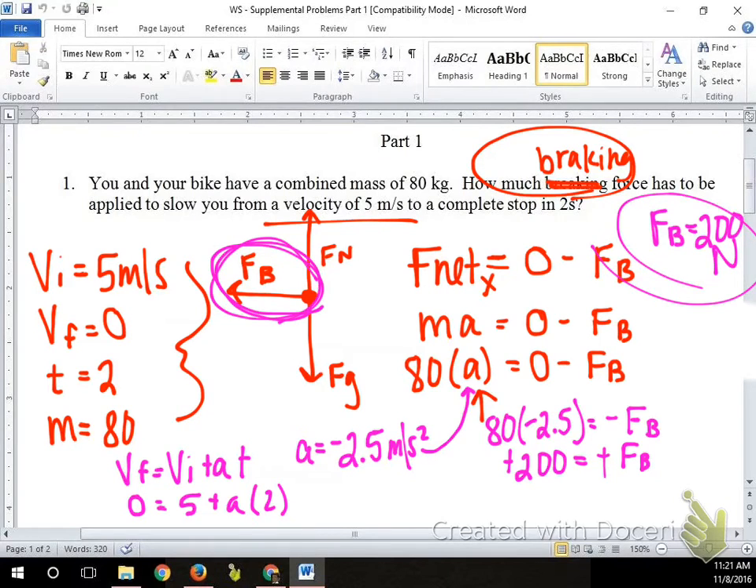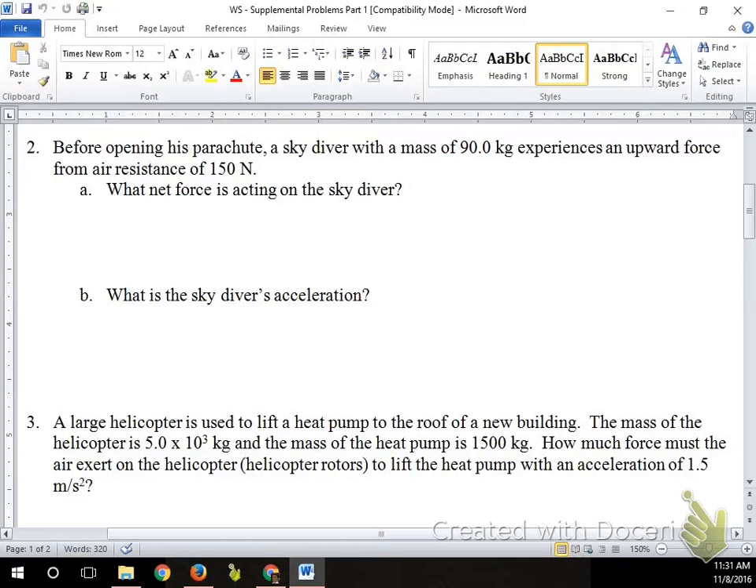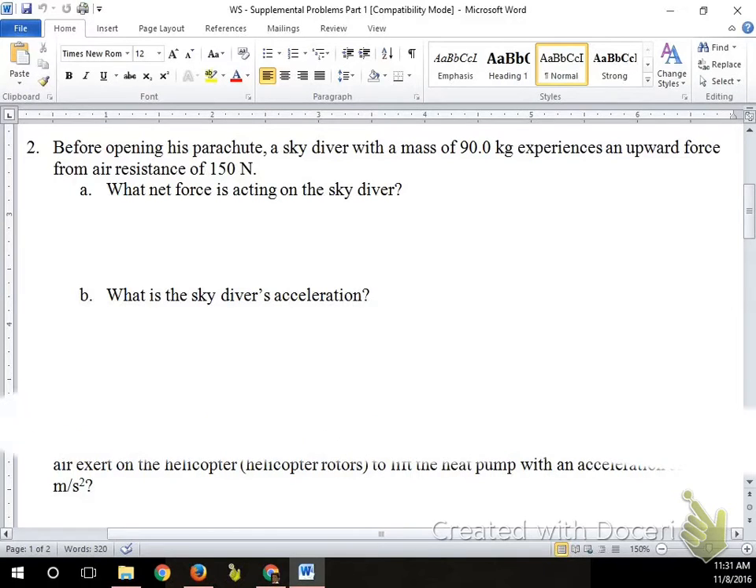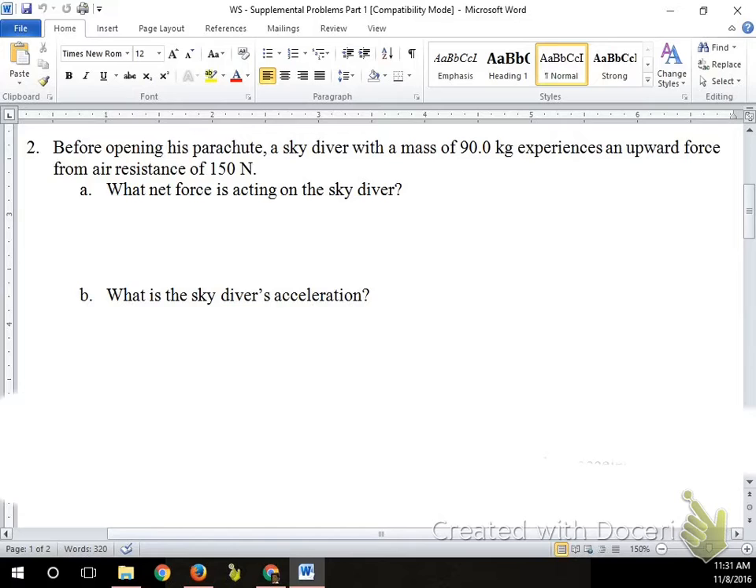All right, so let's start looking at number 2. Okay, so this skydiver has a mass of 90 kilograms. Before he opens his parachute, as he's free falling, he experiences an air resistance force of 190 newtons. What's the net force acting on the skydiver? So let's make sure we start this with a free body diagram.